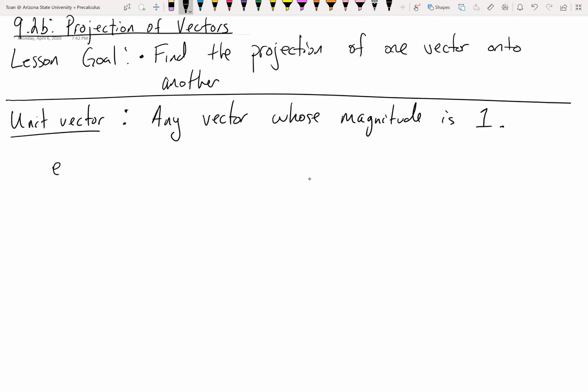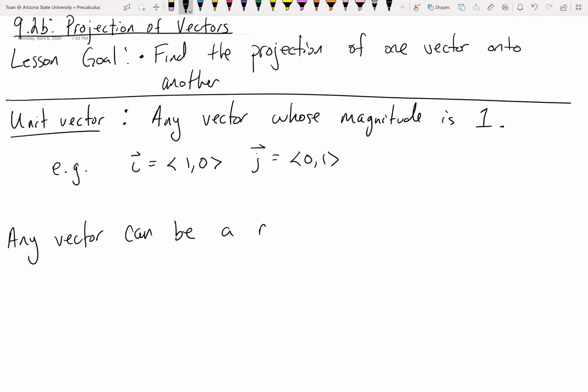So any vector can be a unit vector, but some of the more famous ones are the unit horizontal and unit vertical vectors, the i's and j's we've been working with. Again, i by definition is the vector 1, 0, and j by definition is the vector 0, 1. But as I said, any vector can be a unit vector. But of course, the bigger question is how, because the magnitude has to be 1.